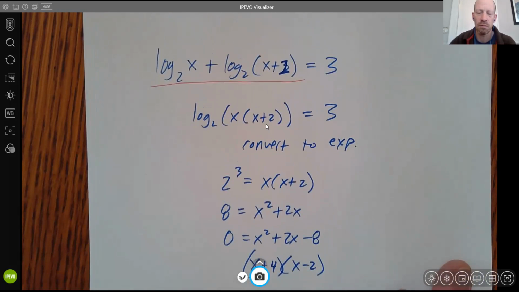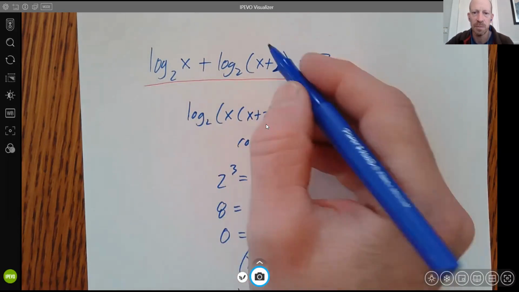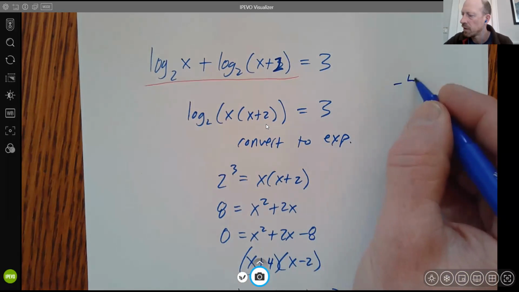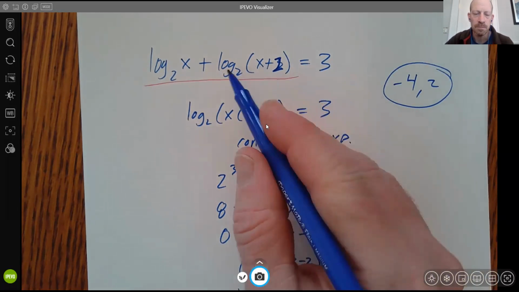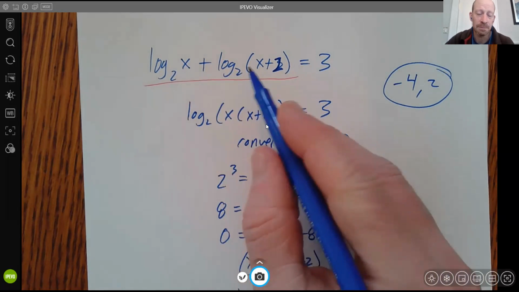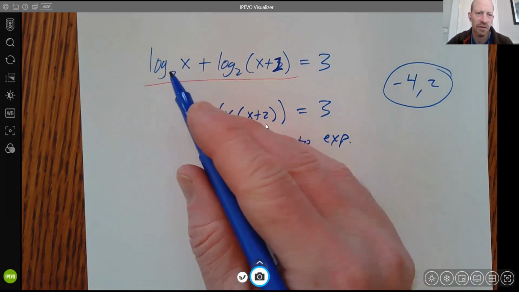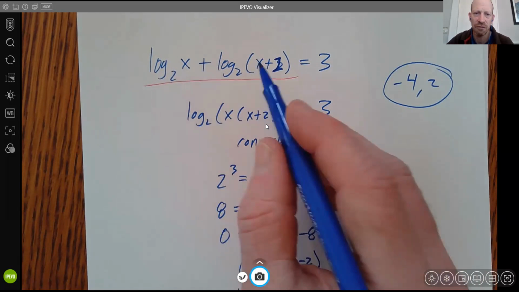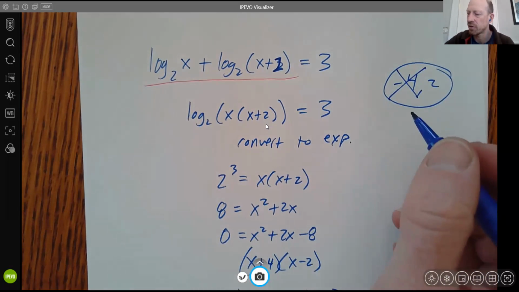Now, when I try and put those solutions back in here, -4 and 2, it turns out 2 is fine, but -4 is going to generate some problems because if I try and take the log base 2 of -4, that's not in the domain of a logarithm.